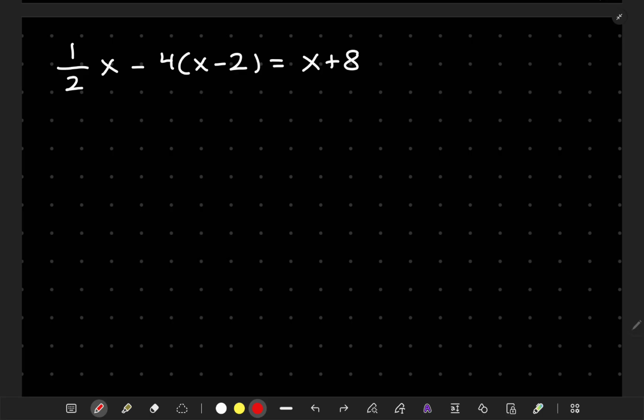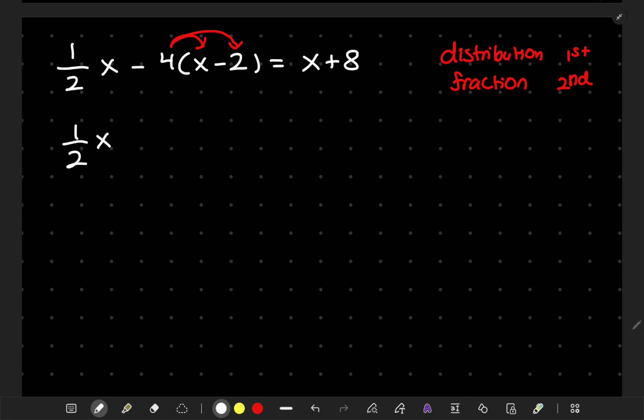I think it helps first if you do distribution first, and then I would focus on the fraction second. If you have multiplication already with the distribution, do it first. So what I'm going to do is the distribution like this, and then rewrite it. I didn't do anything with the 1/2 x, so I'll leave it. Negative 4 times x, that's negative 4x. And then negative 4 times negative 2, that's positive 8.